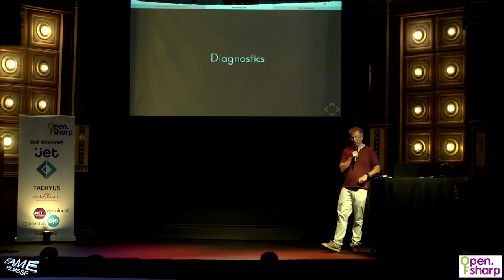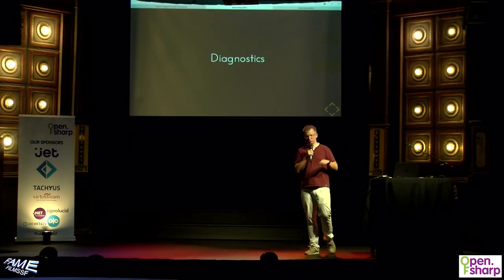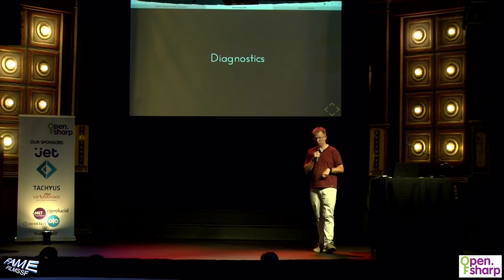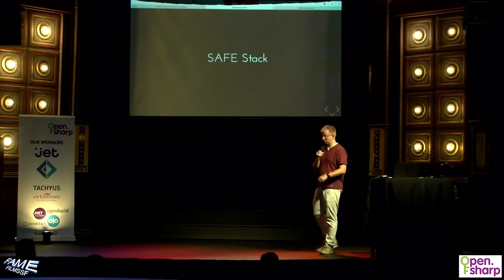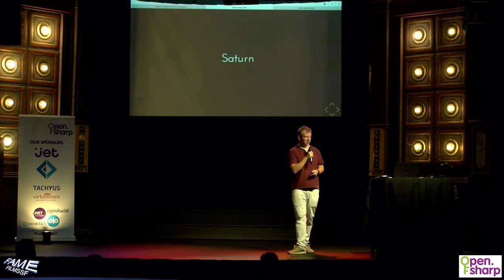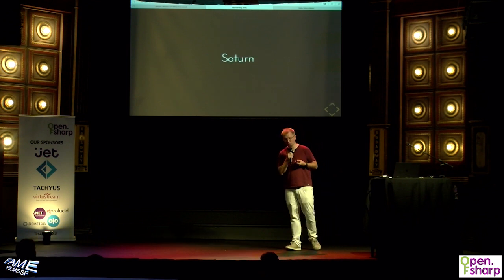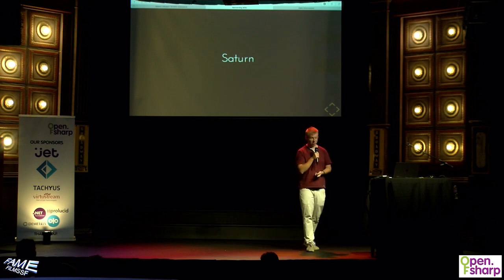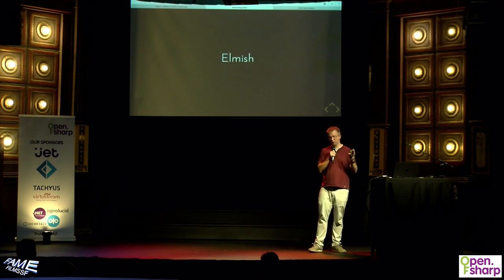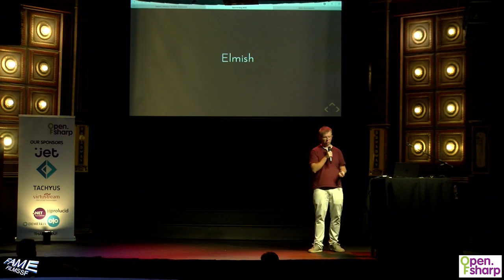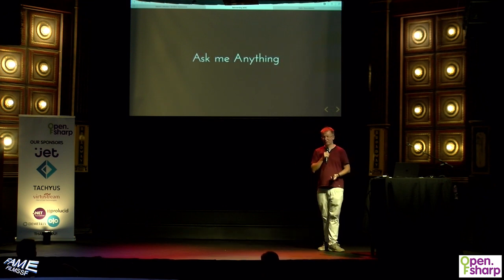I want to work on diagnostics, like real-time diagnostics when you're running an application, so that you can easily go into your application and see what's happening inside. And I want to have deeper integration with Fable because Fable is cool. Saturn is part of SAFE Stack. If you haven't heard about SAFE Stack, it is an initiative that puts together a couple of F# technologies that work really, really well together: Saturn, Azure, Fable, and Elmish, to create this end-to-end functional-first F# experience in web programming. And yes, do you have any questions?